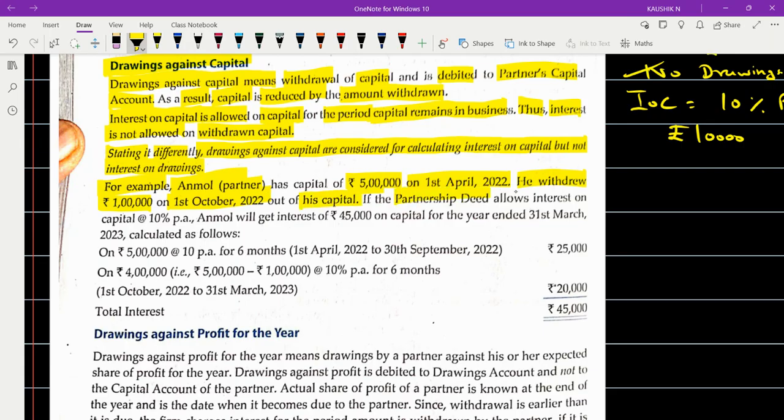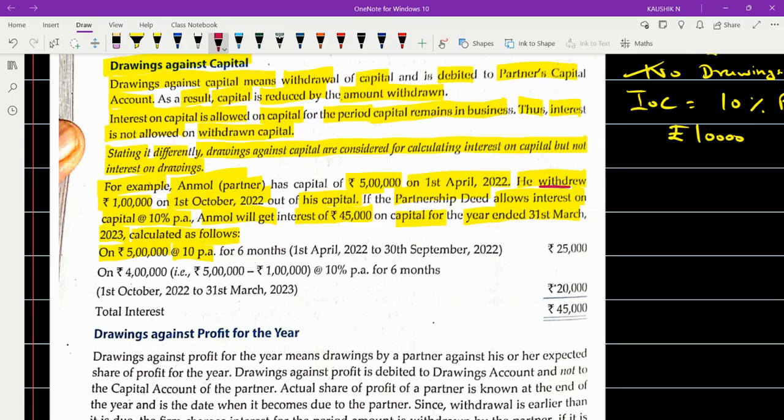If the partnership deed allows interest on capital at the rate of 10% per annum, Anmol will get interest of rupees 45,000 on his capital for the year ended 31st March 2023, which is explained below. Initially you have 5 lakhs, that's your capital. On 5 lakhs, you'll calculate 10 percent for how many months? From April till which month? September, because on 1st October you withdrew 1 lakh.